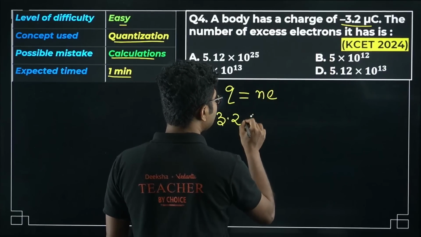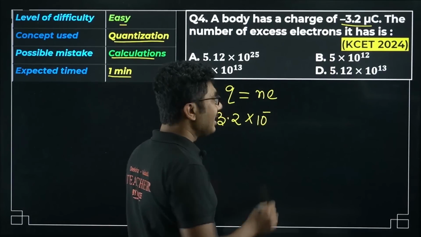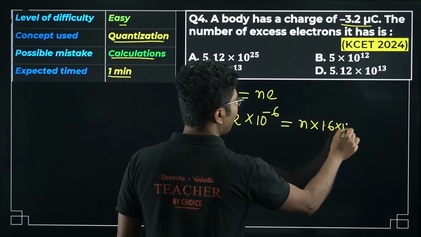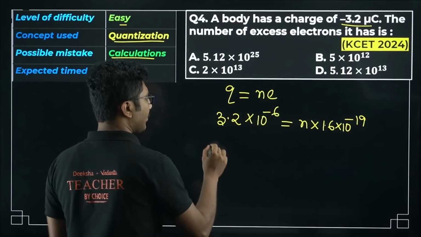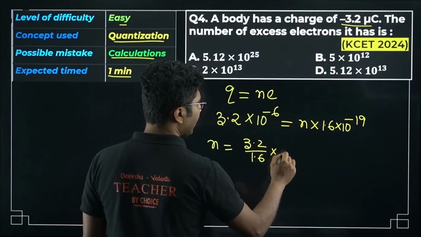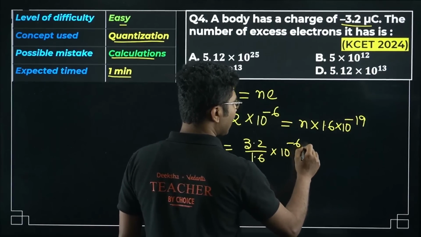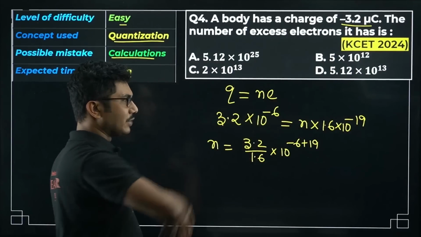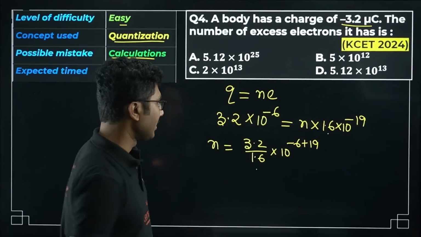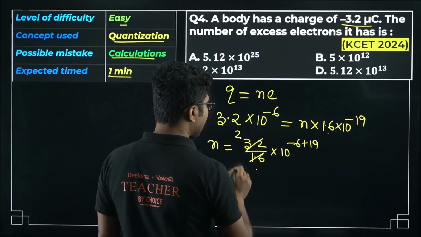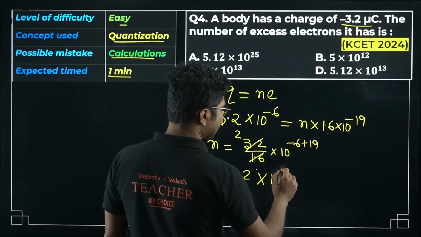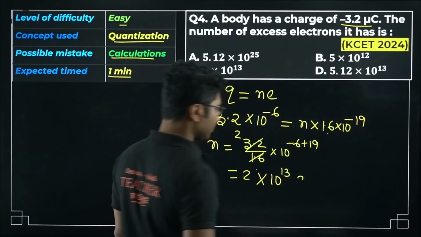So microcoulomb means, micro means 10 to the power of minus 6. Okay, n into e is 1.6 into 10 to the power of minus 19. So n is basically 3.2 divided by 1.6 into 10 to the power of minus 6 plus 19. So everything will come to that side. So this 1.6 will be divided and this minus 19 will become positive, right? So you can see that 3.2 is cancelled with 2. So you will get 2 into 10 to the power of plus 13 number of electrons.